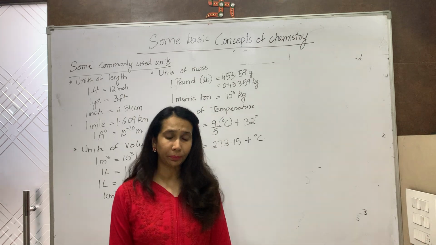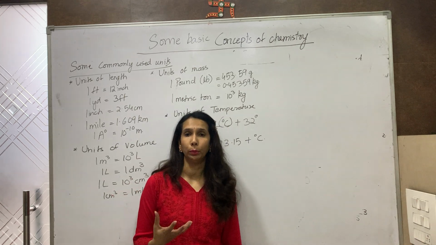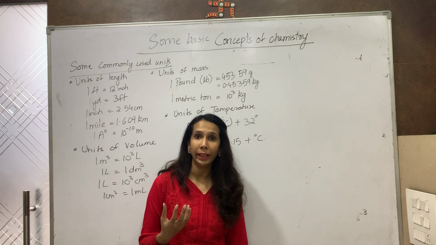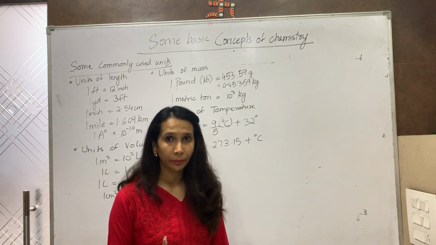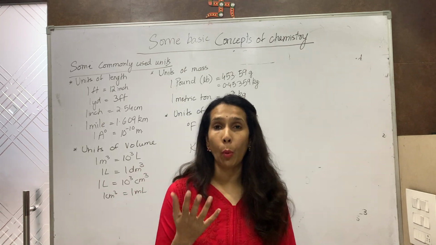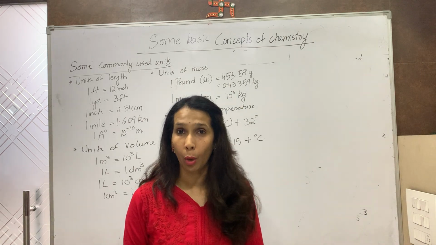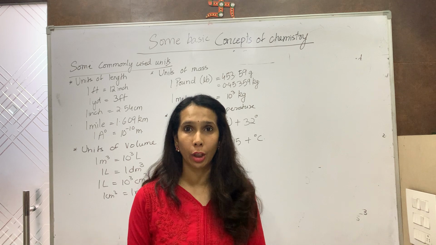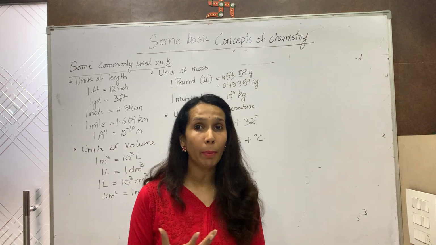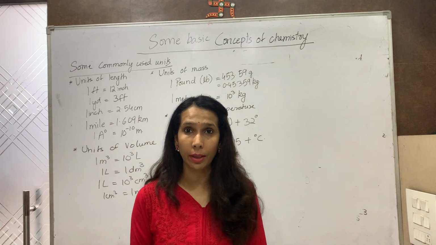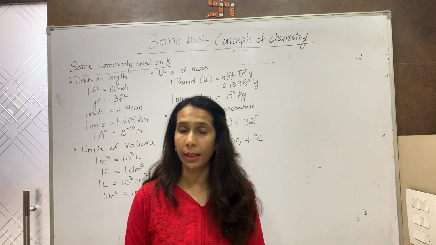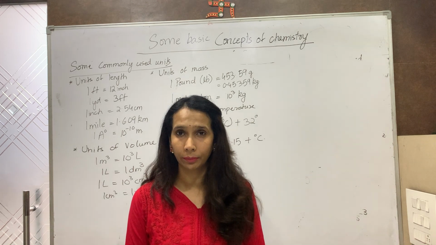One more example. When you go to buy cake at a cake shop, they tell you the weight of cake in pounds, not in kg. 1 pound cake or 2 pound. So you must know that 1 pound is equal to how many kilograms. So pound is a common unit which is used.